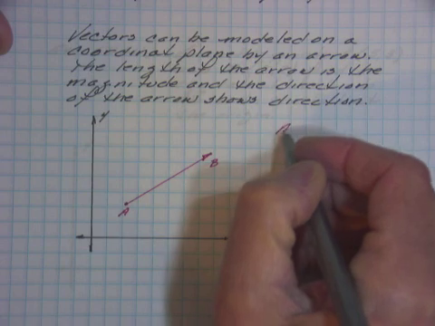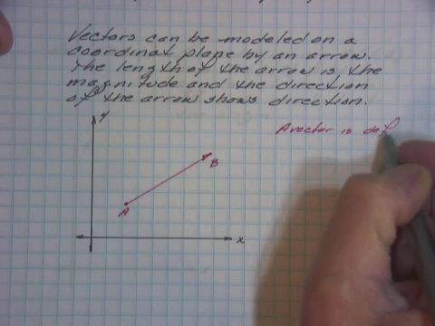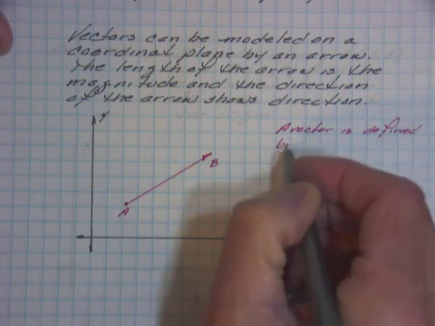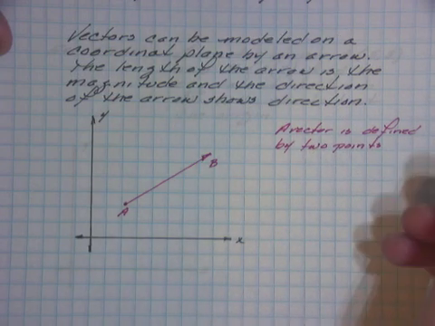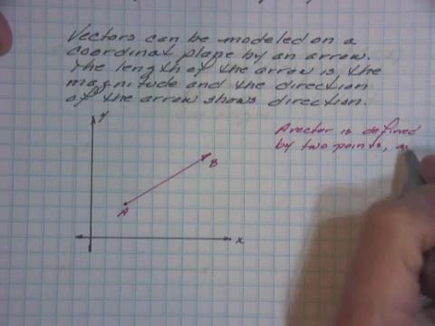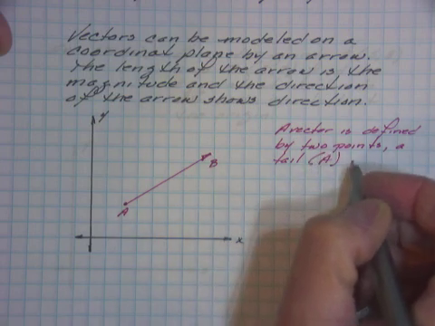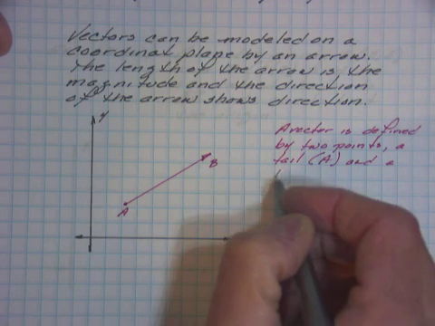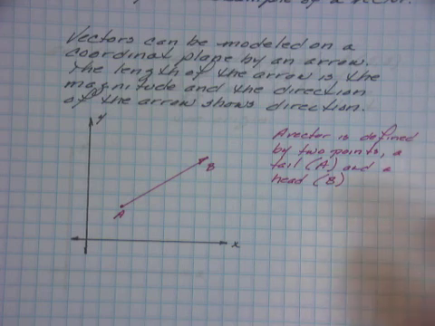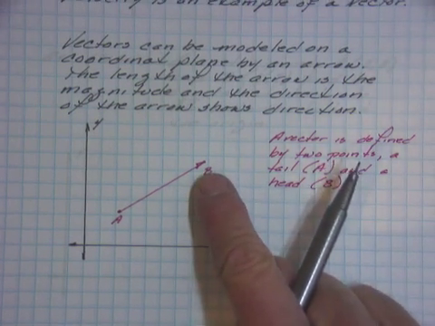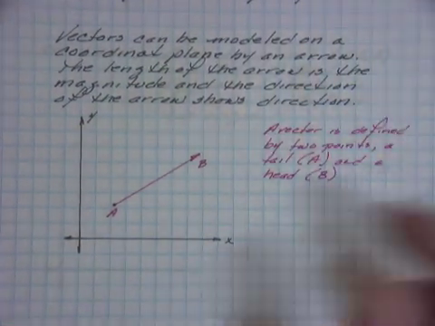Okay, so a vector is defined by two points. And in this example, we have points A and B. So it's got a tail, and in this case that's A, and a head, and we're going to call that B. So think of it like a snake, if you will. The head of the snake, that's the direction the snake goes when it's crawling, okay?